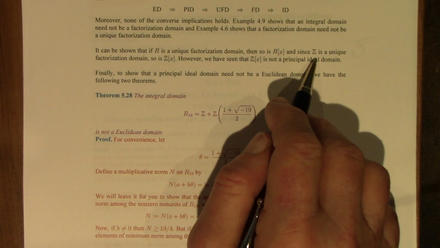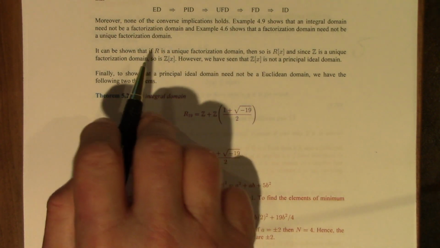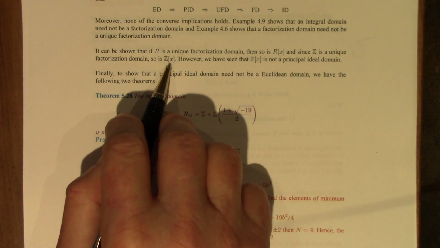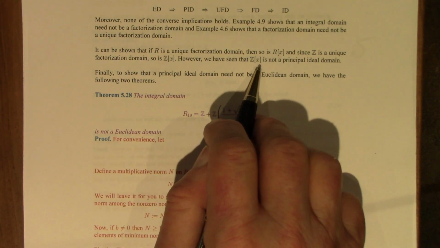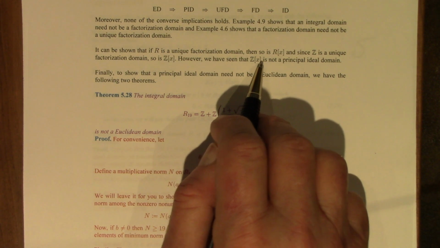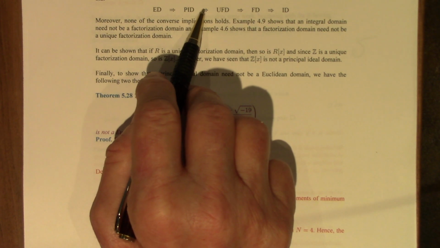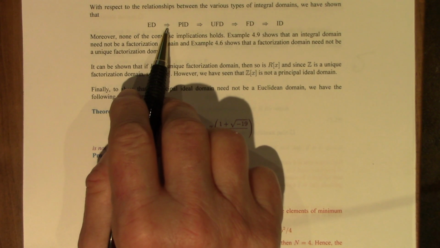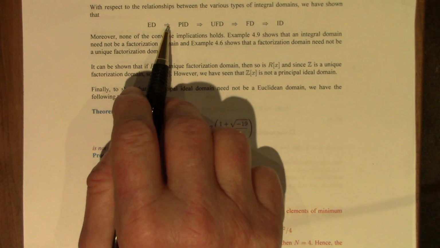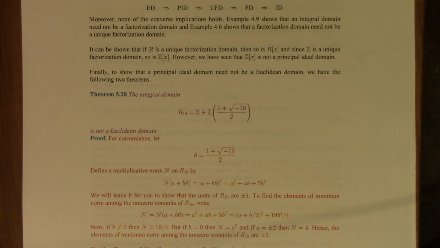And since the integers form a unique factorization domain, so is Z[x]. But we did see in an earlier example that this is not a principal ideal domain. So that takes care of the converse implications for these three. They do not hold. This one's a little trickier. A principal ideal domain does not have to be a Euclidean domain, and we're going to go through that now.